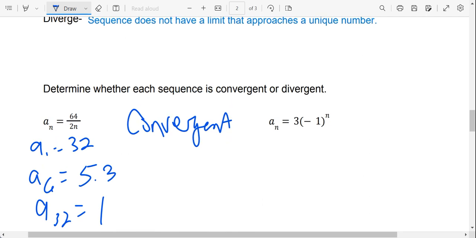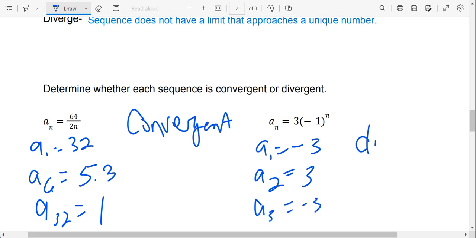Now this one, a sub n is equal to 3 times negative 1 to the power of n. So what is happening here? Well, if I put 1 in, you're going to get negative 3. A sub 2, you're going to put 2 in, you're going to get 3. A sub 3, you're going to get negative 3. You're going to keep going back and forth. It's not going to go to any specific value, so it's going to be divergent. There we go.